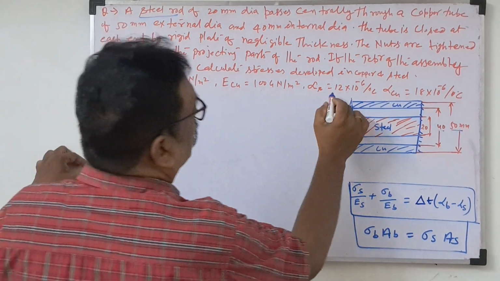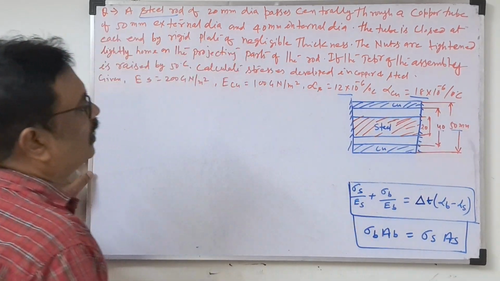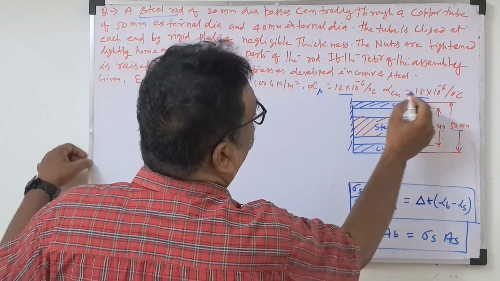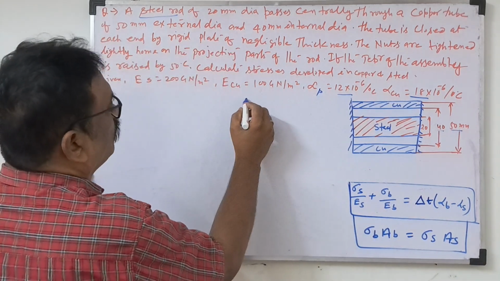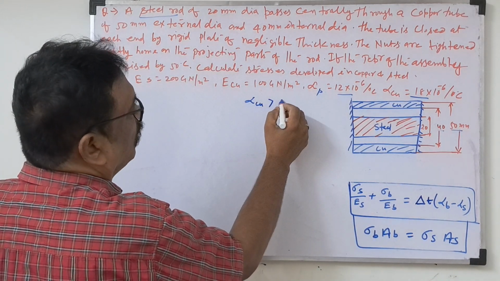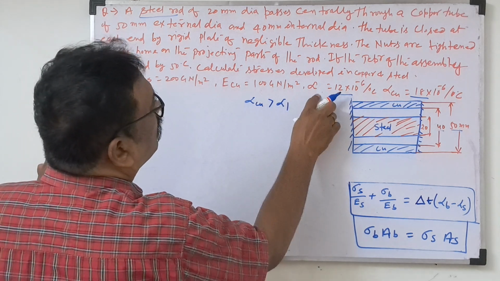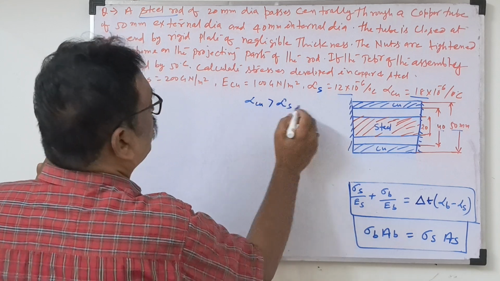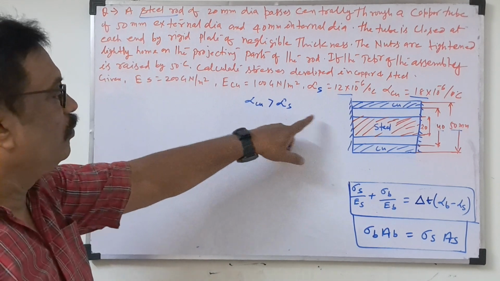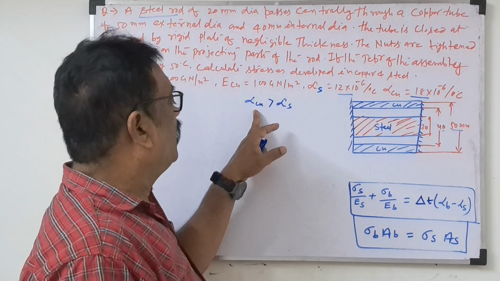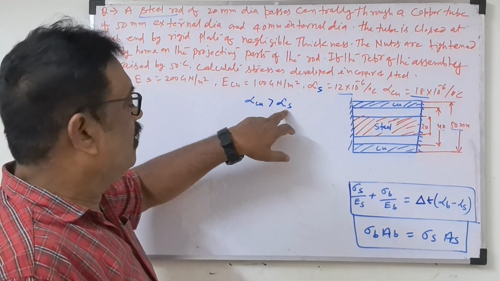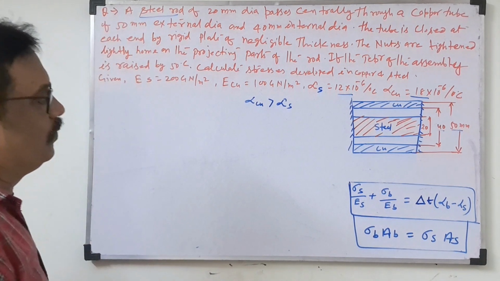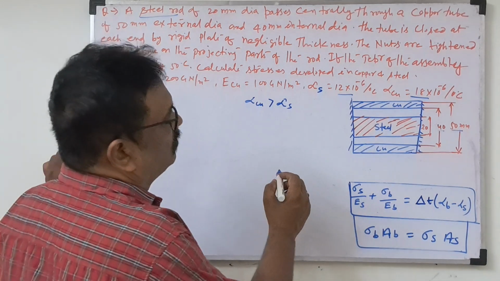This depends upon the coefficient of linear expansion. Alpha, the linear expansion for steel, is 12 and for copper is 18. That means the linear expansion of copper is more, so copper rod will elongate more than steel. Since the copper rod wants to elongate more, compressive stress will come in copper, and tensile stress will come in steel. We already discussed in the previous video how this comes.